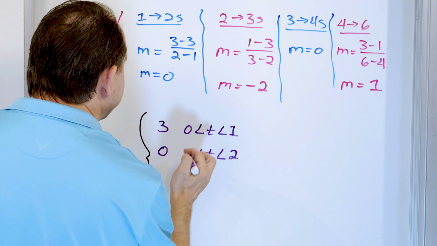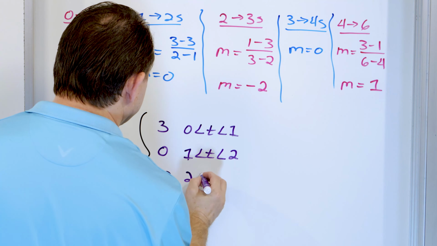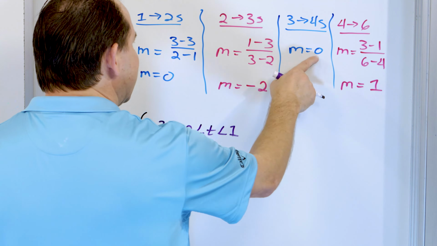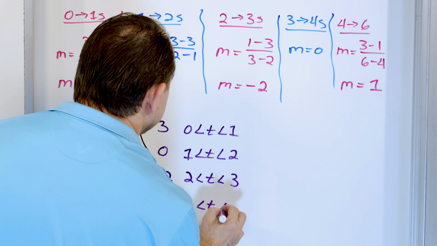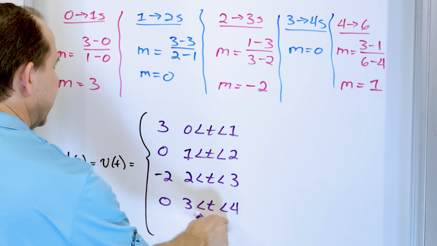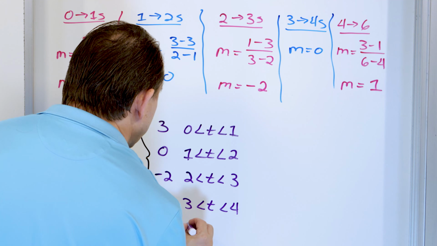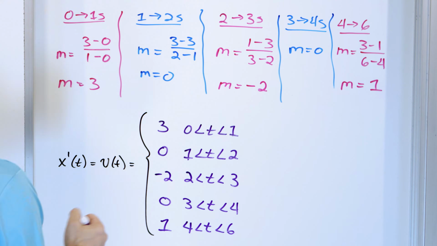Then we would have a slope of negative 2 meters per second, from 2 to 3 seconds, so 2 less than t less than 3. And then a slope of 0 for 3 to 4 seconds, so t is bigger than 3, less than 4. And then we have a slope of 1, from 4 to 6, so 4 less than t less than 6. So this is the way you would write it down.